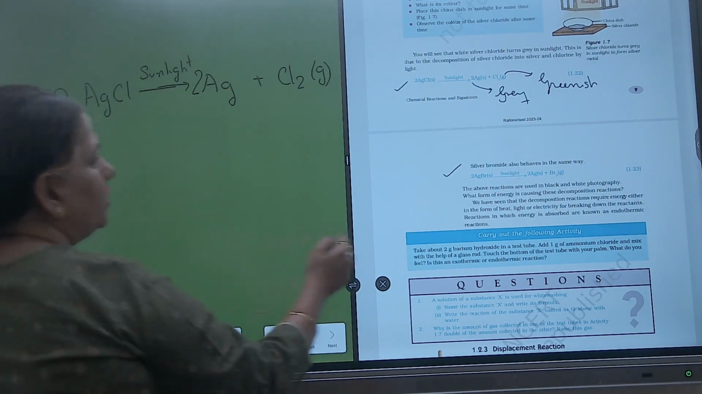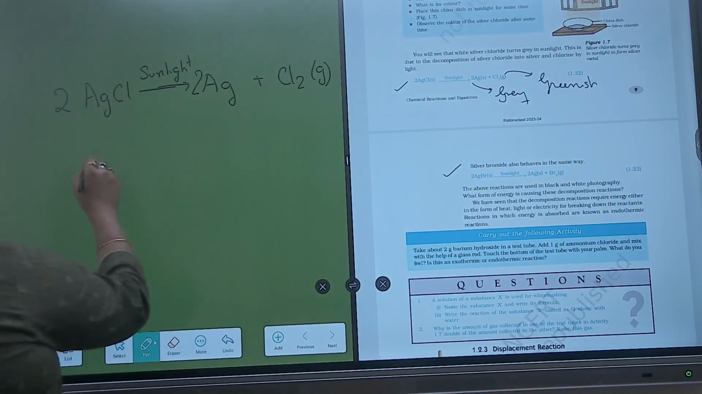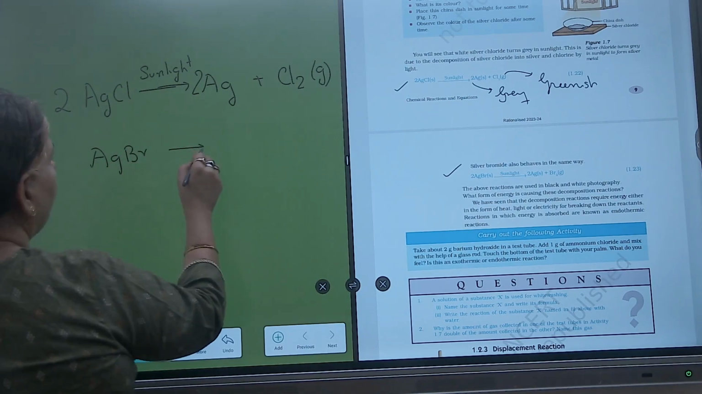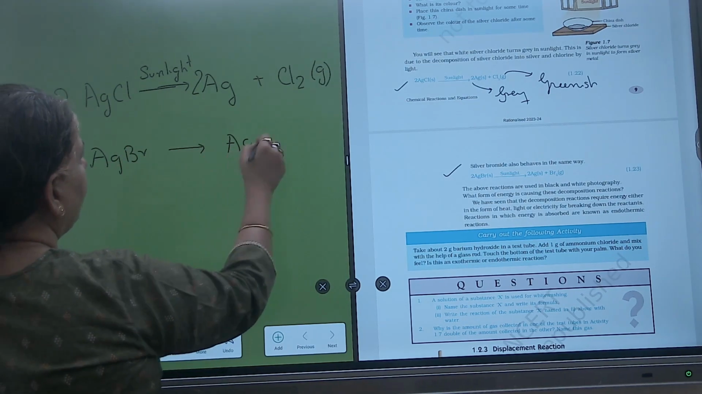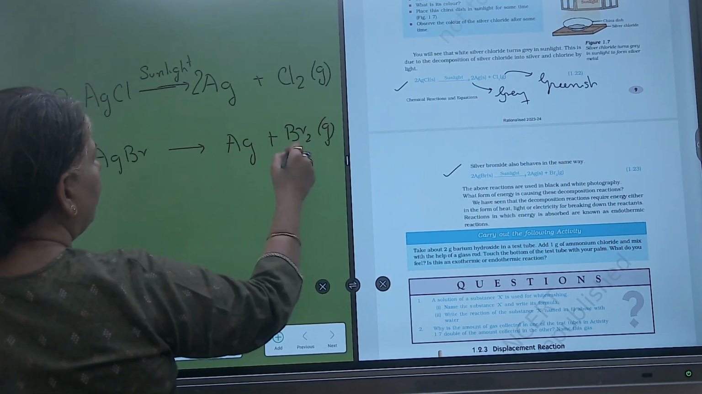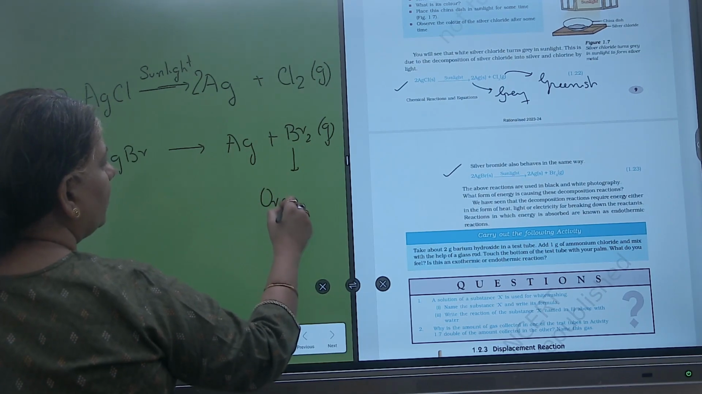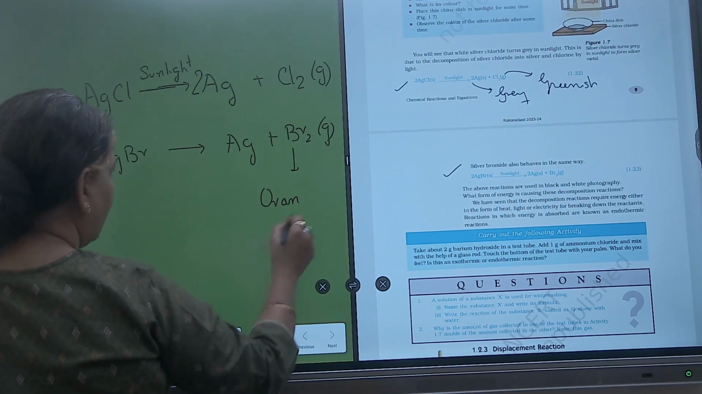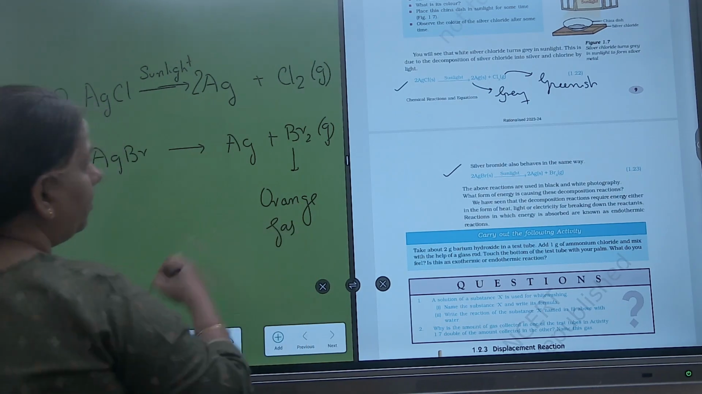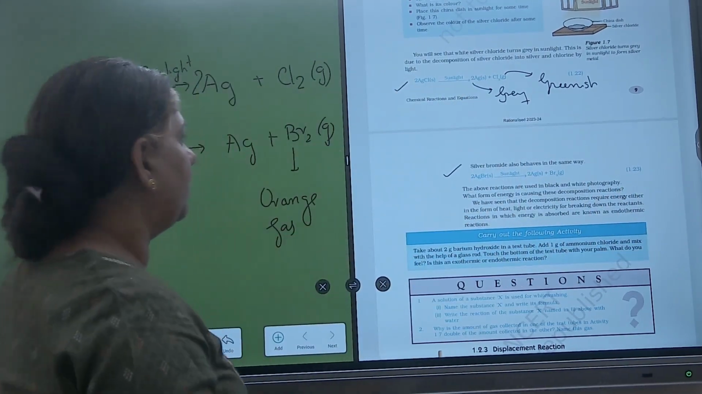Okay. Now silver bromide also behaves in the same way. Silver bromide, AgBr, will again form silver, plus bromine gas is evolved. This is an orange colored gas, orangish gas. So both chlorine and bromine are colored gases.